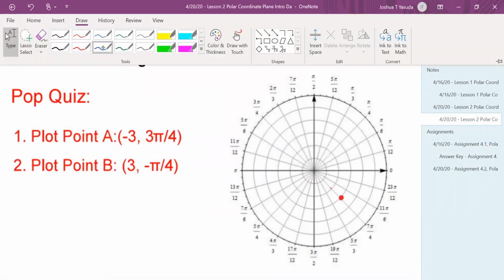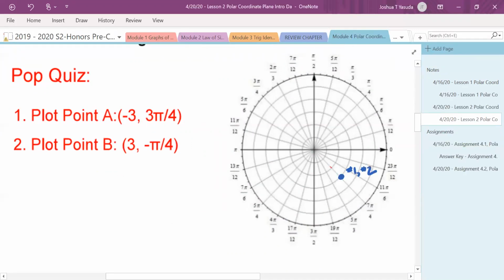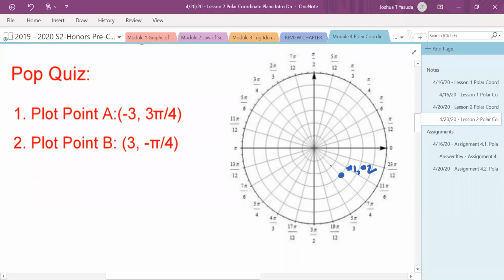I'm going to switch colors. Second point, -pi fourths, so that means I'm coming down in the clockwise direction, and 3 going out, so same point. Oof. Tough pop quiz. They're at the same point. Both number 1 and number 2 are right there. Okay, so hopefully you got 100% on that quiz. I'm 2 out of 2. Booyah. Hopefully you also are 2 out of 2.